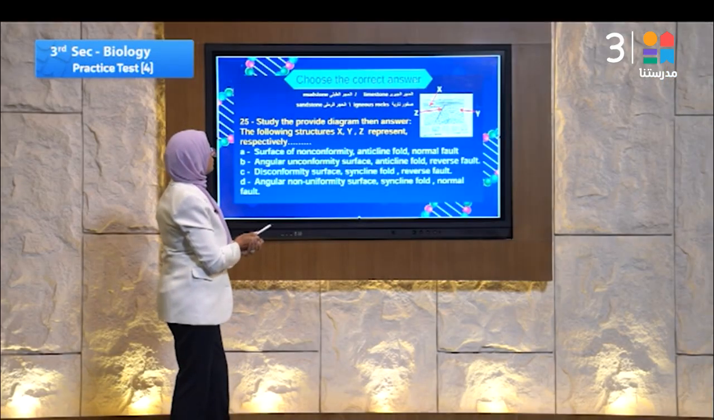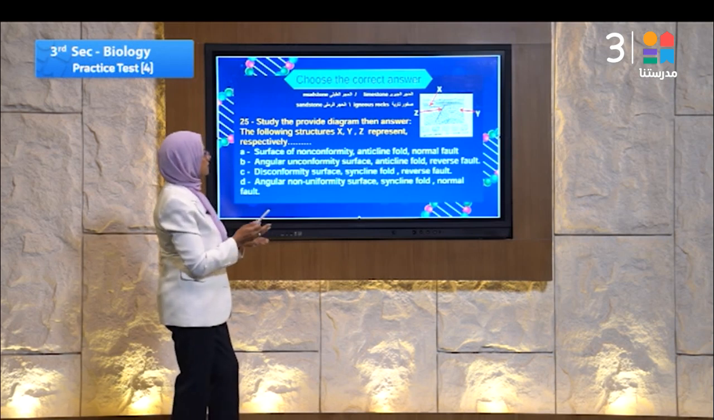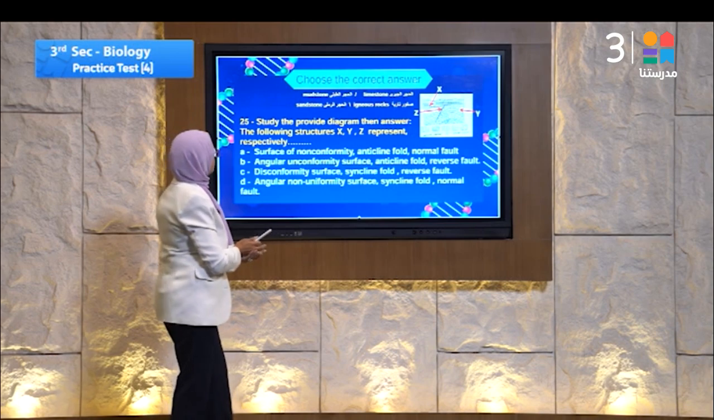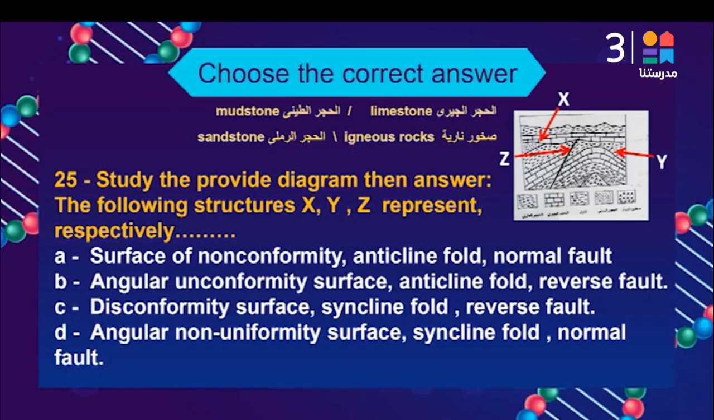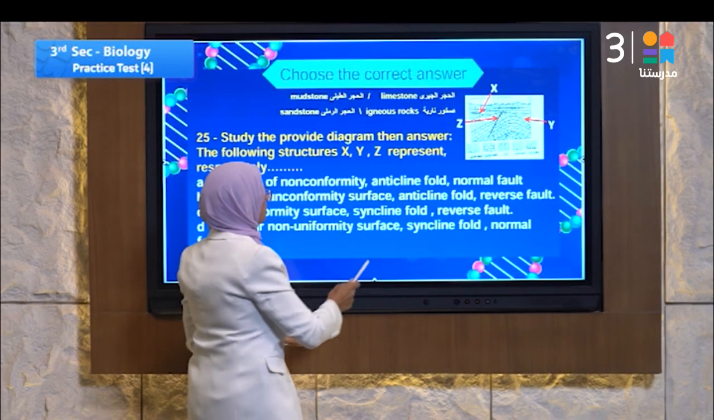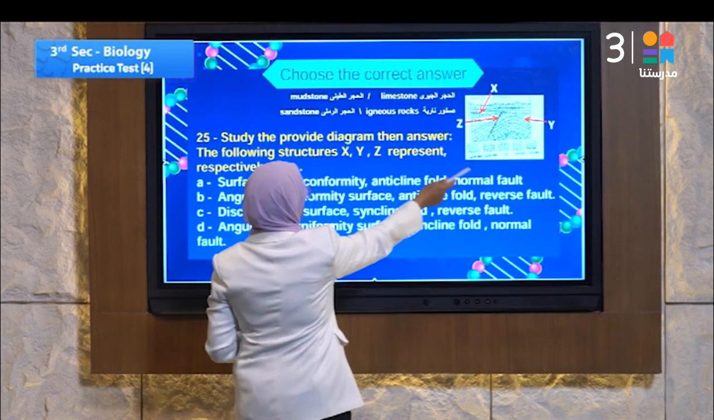Let's go to earth science. Another earth science question. Here there are 25. Study the provided diagram, then answer: the structures X, Y, Z represent, respectively. In this question, I translate them into English.